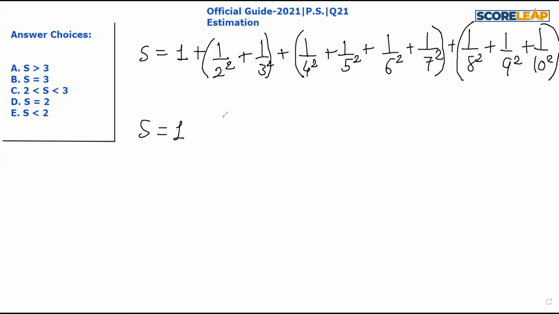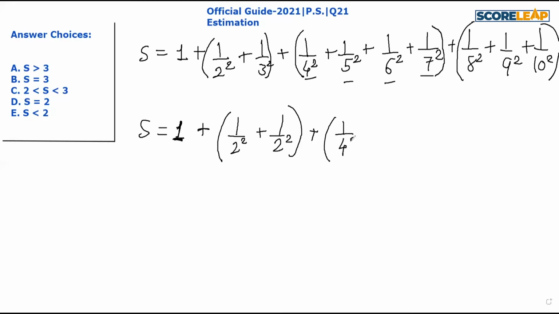I will tell you the reason why I made these groups. Out of 1 by 2 square and 1 by 3 square, which one will be greater? Of course 1 by 2 square. So we will take the greatest value for both of them. 1 by 2 square is definitely greater than 1 by 3 square, so we can get an estimation. Now similarly, out of these four values, 1 by 4 square, 1 by 5 square, 1 by 6 square, and 1 by 7 square, which one is the greatest?